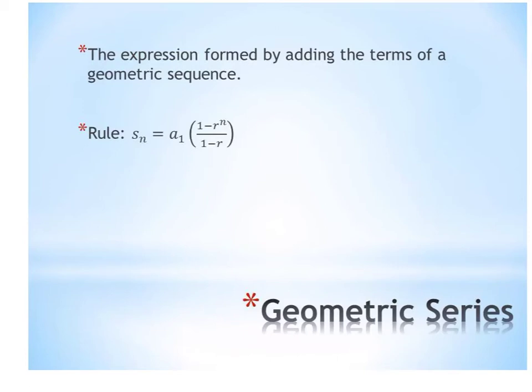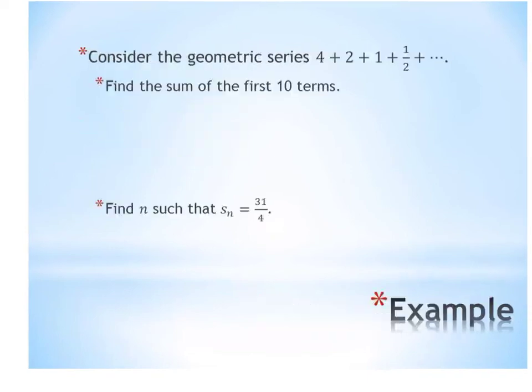So our last thing to talk about is going to be series, and we're going to add up these geometric sequences. And our rule now is the first term, a sub 1, times 1 minus r to the n over 1 minus r. So make sure we have that written down, and let's put it into use. So consider the geometric series 4, 2, 1, a half, etc. Find the sum of the first 10 terms. Well, let's write down our formula and see what we need to have.